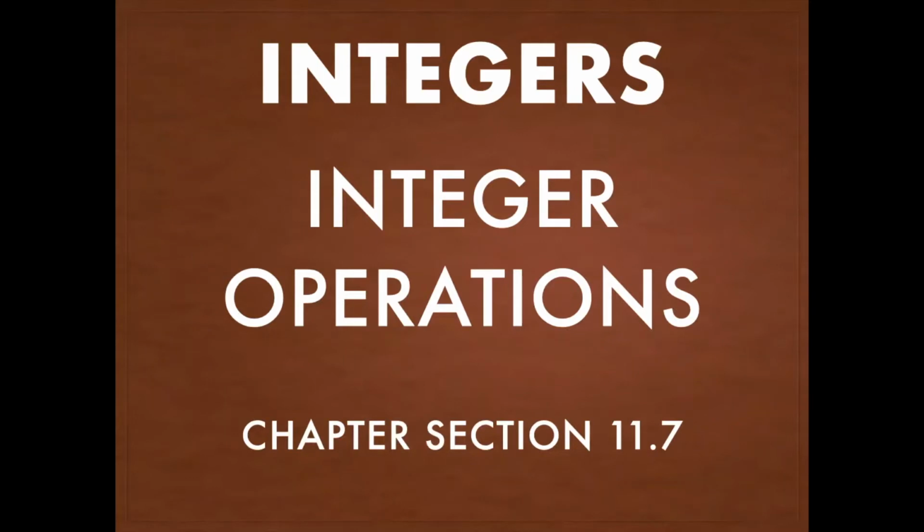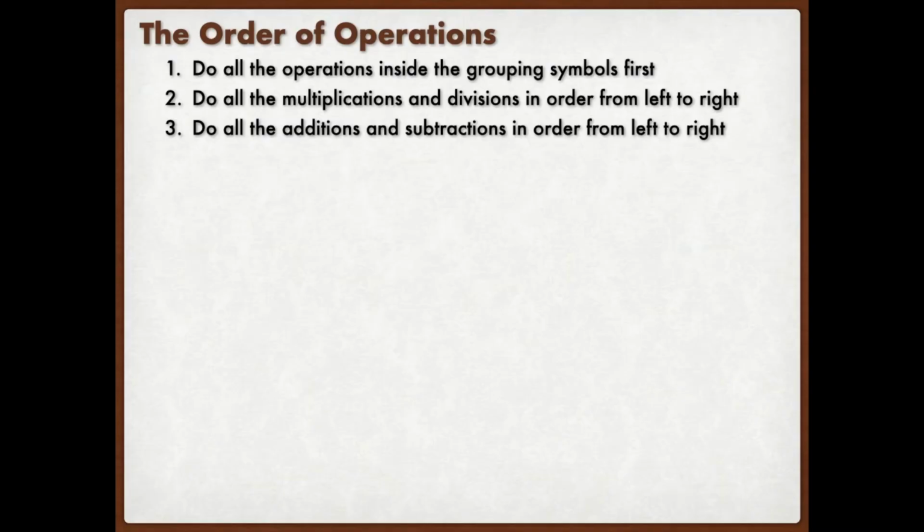Now we're going to talk about integer operations and real numbers. Just as a reminder, the order of operations steps include: do all the operations inside any grouping symbols first. So if there's any parentheses, do those first. Then number 2, do all multiplication and divisions in order from left to right. Then lastly, do all addition or subtraction in order from left to right.